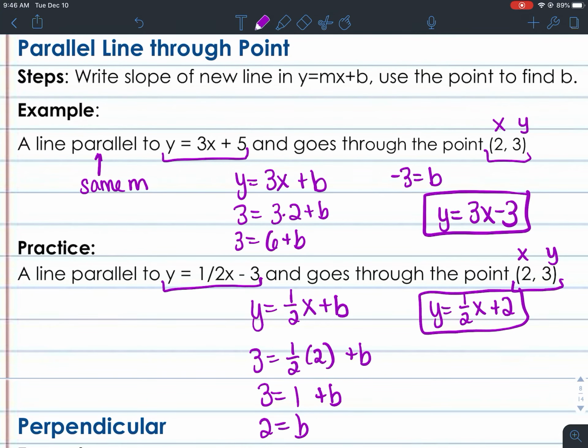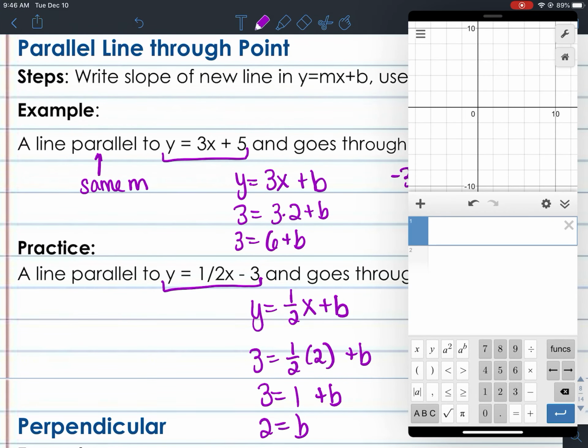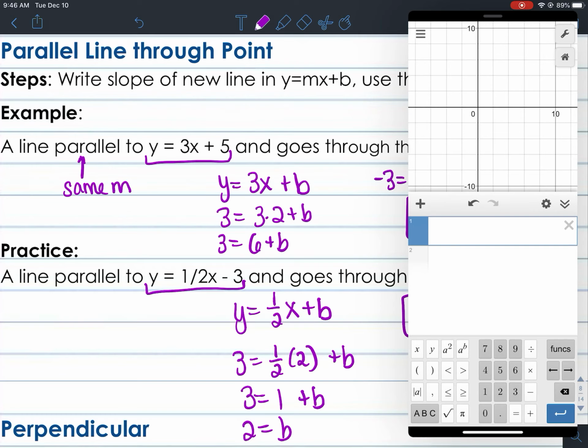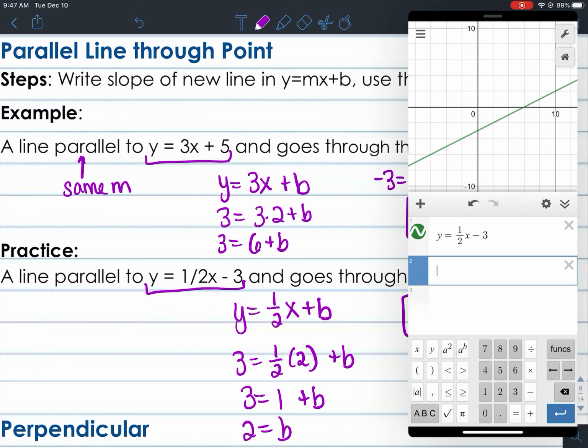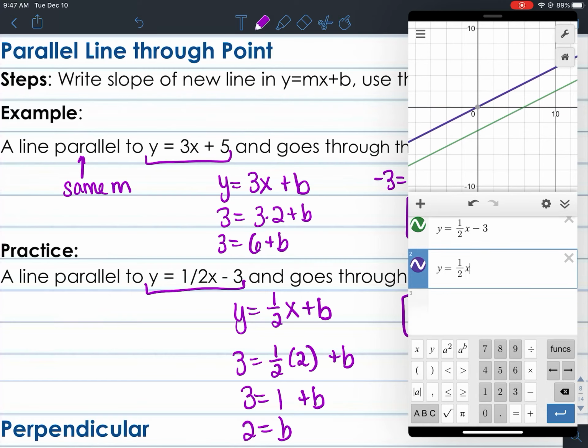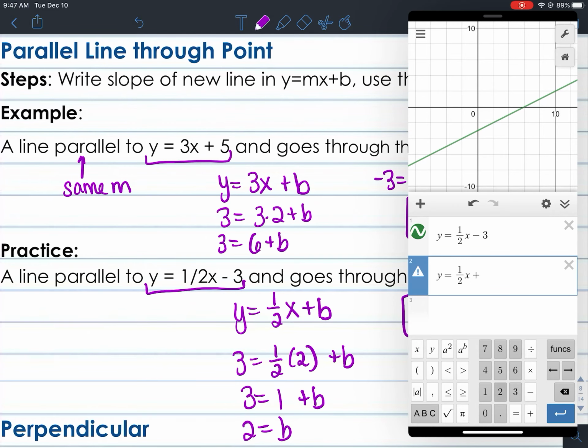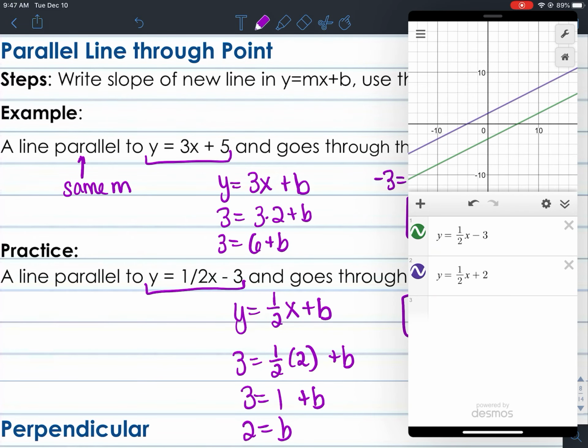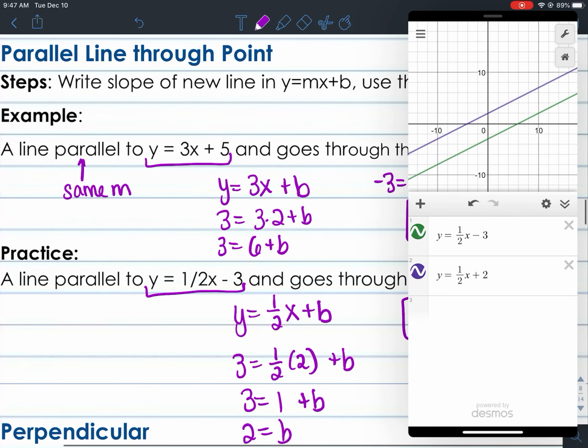Now you can check this on Desmos. Let me swing it back over. So the original line, let's say for the second one, was y equals 1/2 x minus 3. The line that I got when I wanted a line that was parallel but goes through the point that they gave us was 1/2 x plus 2. Okay, so looking at it, you can tell right away, boom, those are definitely parallel lines.